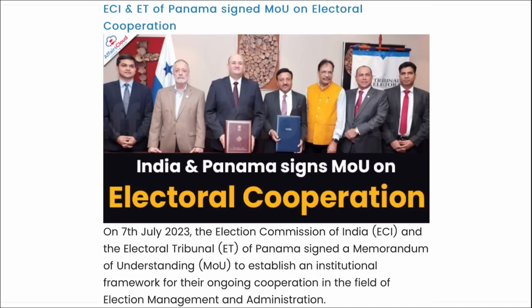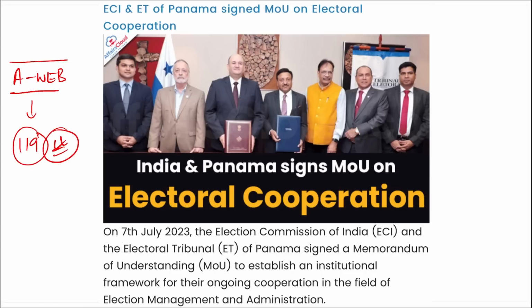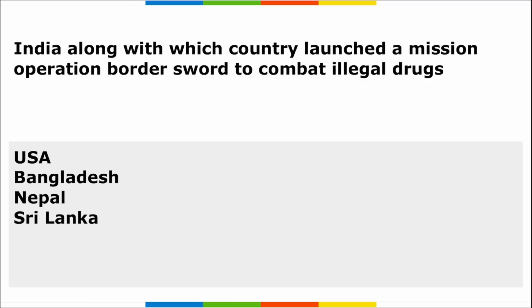Then you can remember there is an association, that is AWEB. AWEB is the Association of World Election Bodies, right? This is the largest association of election management bodies across the world, and it contains 119 election management bodies from across the world, correct? So India and Panama signed an MOU on electoral cooperation.